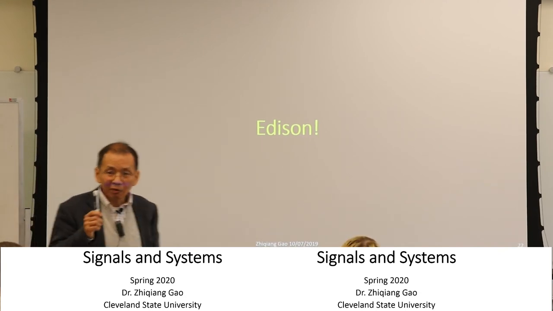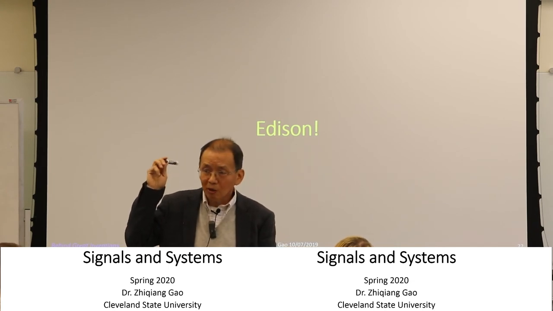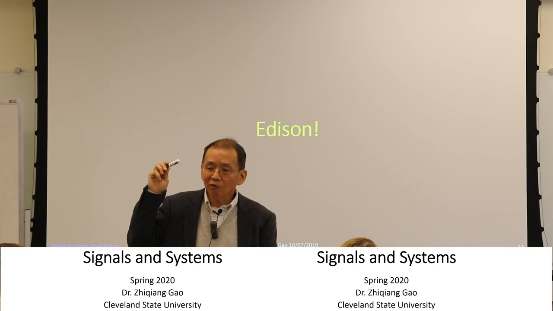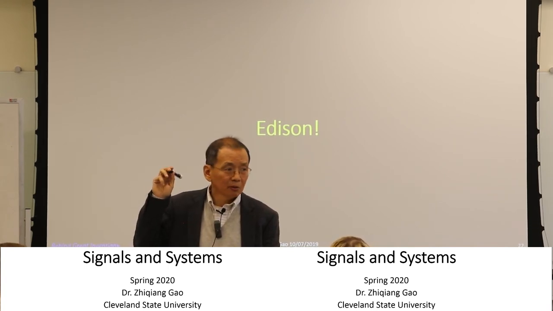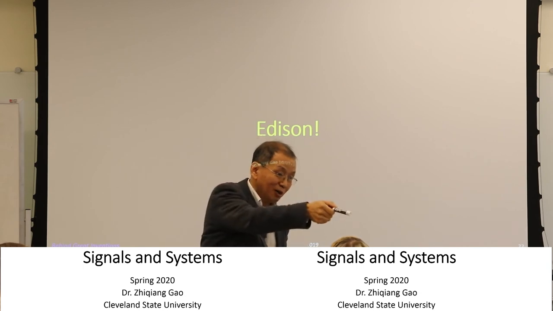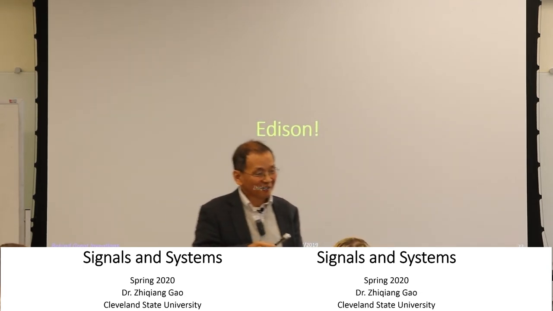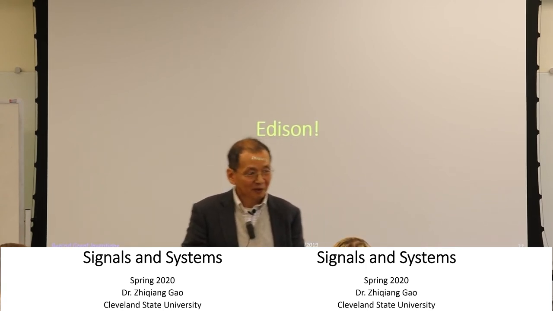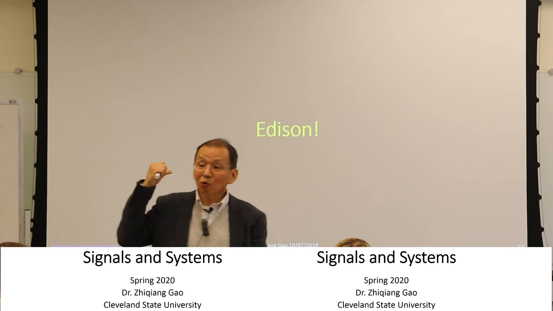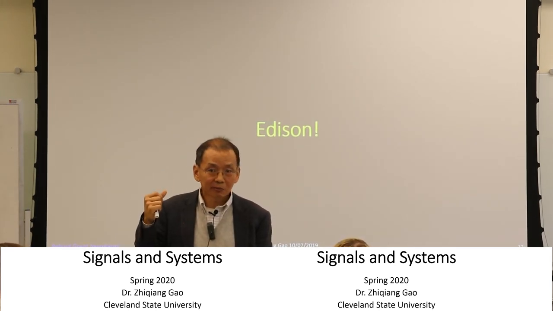I think all of you, if we have a chance, go 30 miles west from here, Milan, Ohio. What can you find in Milan, Ohio? His hometown. Have you been there? I drove through. Did you stop by? No, okay. Well, Edison was born there. Edison was born in Milan, Ohio.